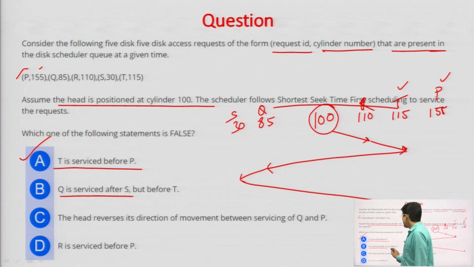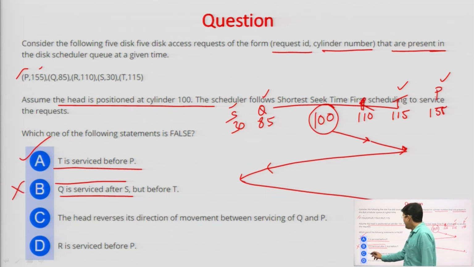Then, Q is serviced after S. So, S is serviced here and Q is serviced here. So, Q is serviced first and then S is serviced. But here it says that Q is serviced after S. So, this is wrong.